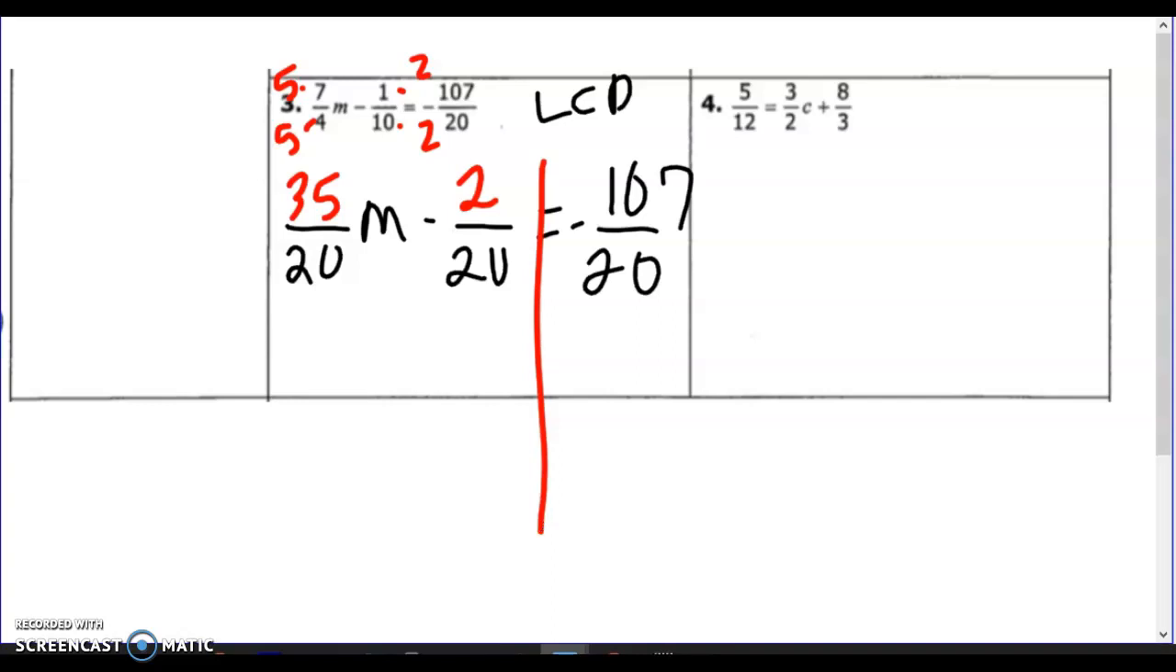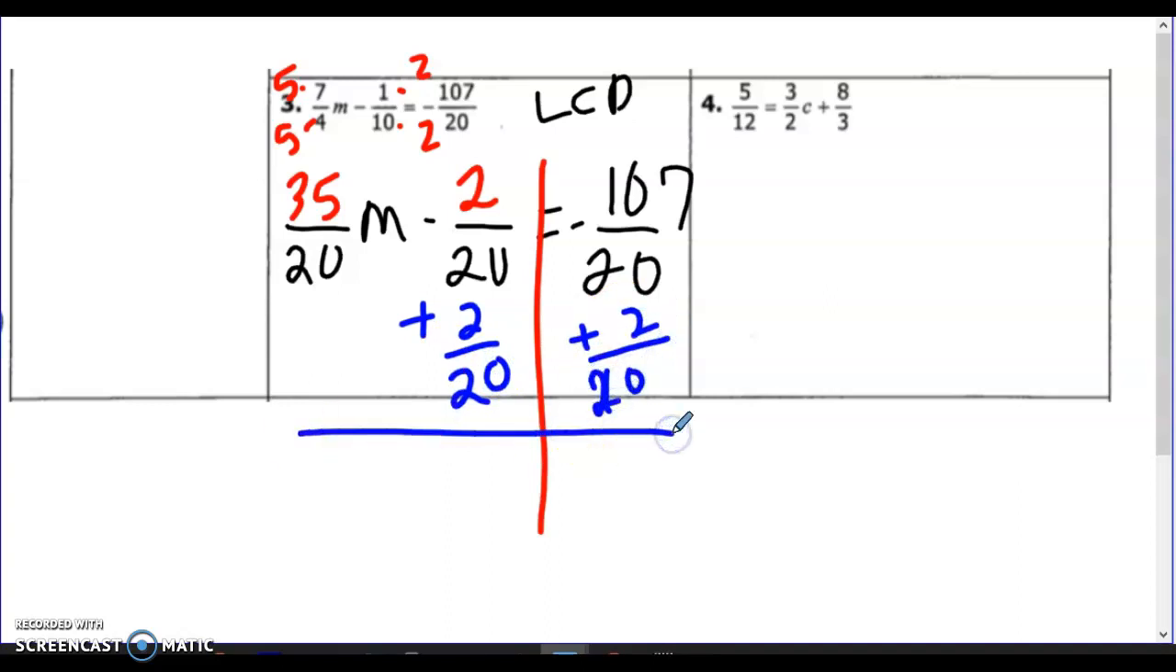So how do I want to undo things? I want to add 2 over 20 first to both sides. Plus 2 over 20. Oops, I wrote 10. So then negative 107 over 20 plus 2 gives me 105 over 20.